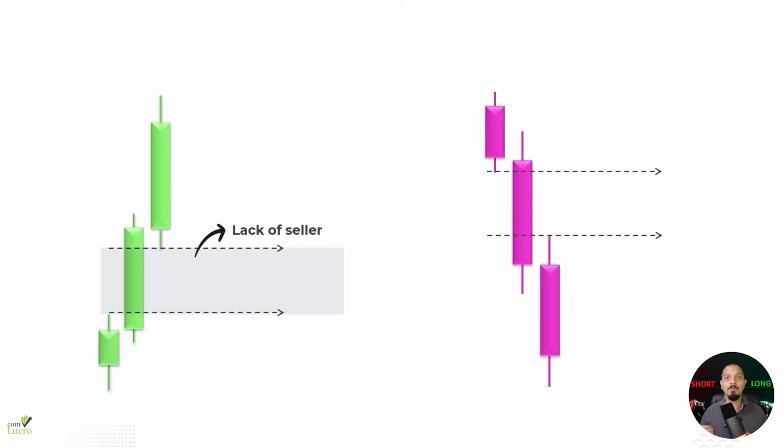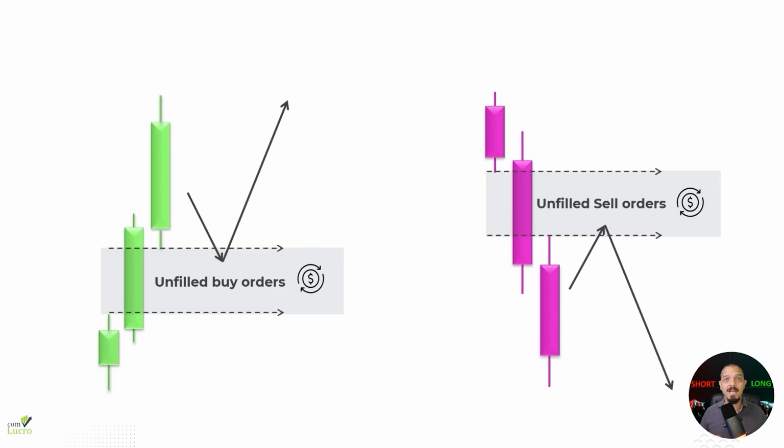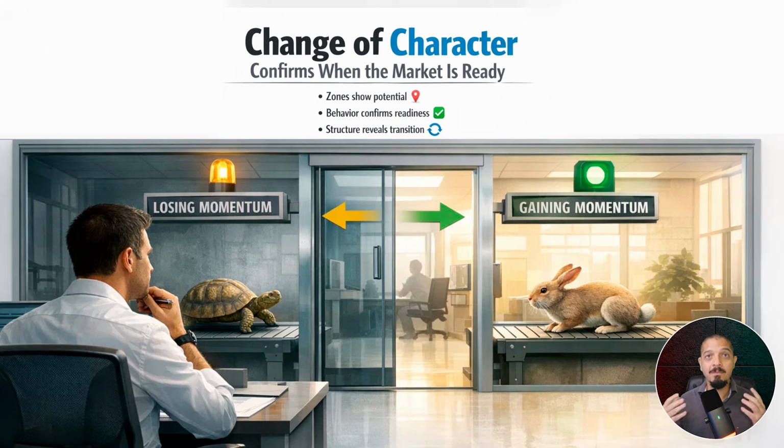In simple terms, there were not enough sellers to fill all the aggressive buy orders placed at that level, leaving buy-side inefficiency behind. On the other hand, when a bearish fair value gap forms, there were not enough buyers to fill the sell orders, leaving sell-side inefficiency in the zone. These leftover unfilled orders are exactly why price tends to return to these areas later, often reacting or reversing once the imbalance is rebalanced. Fair value gaps help us understand where price is likely to react.